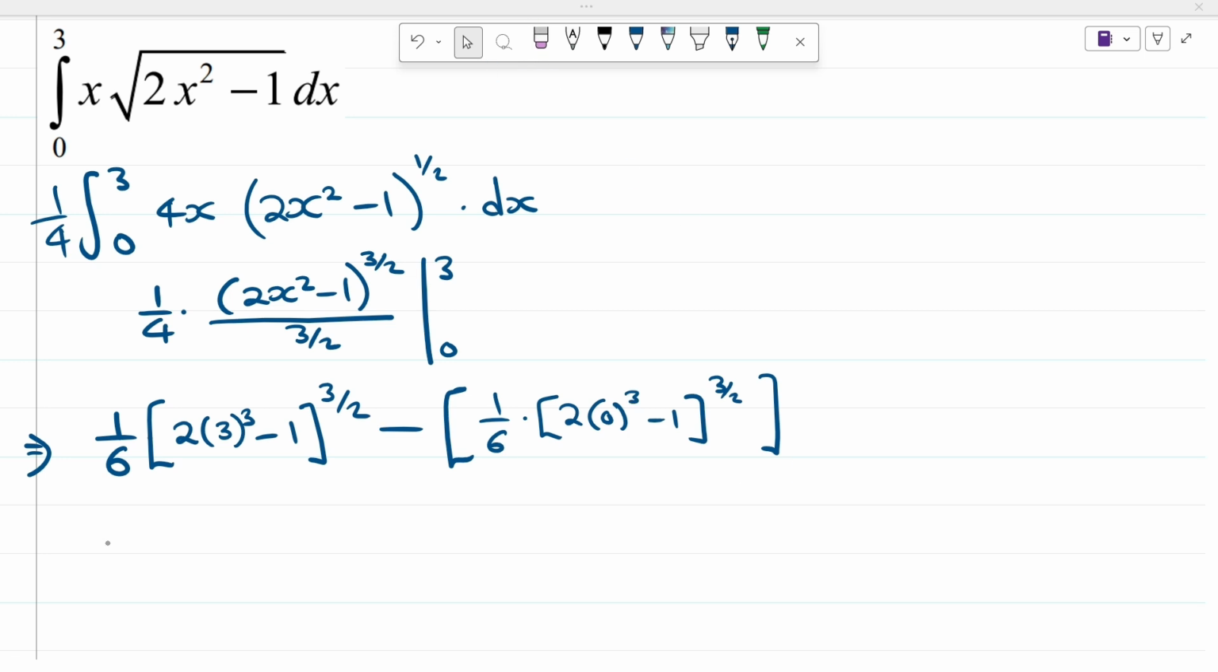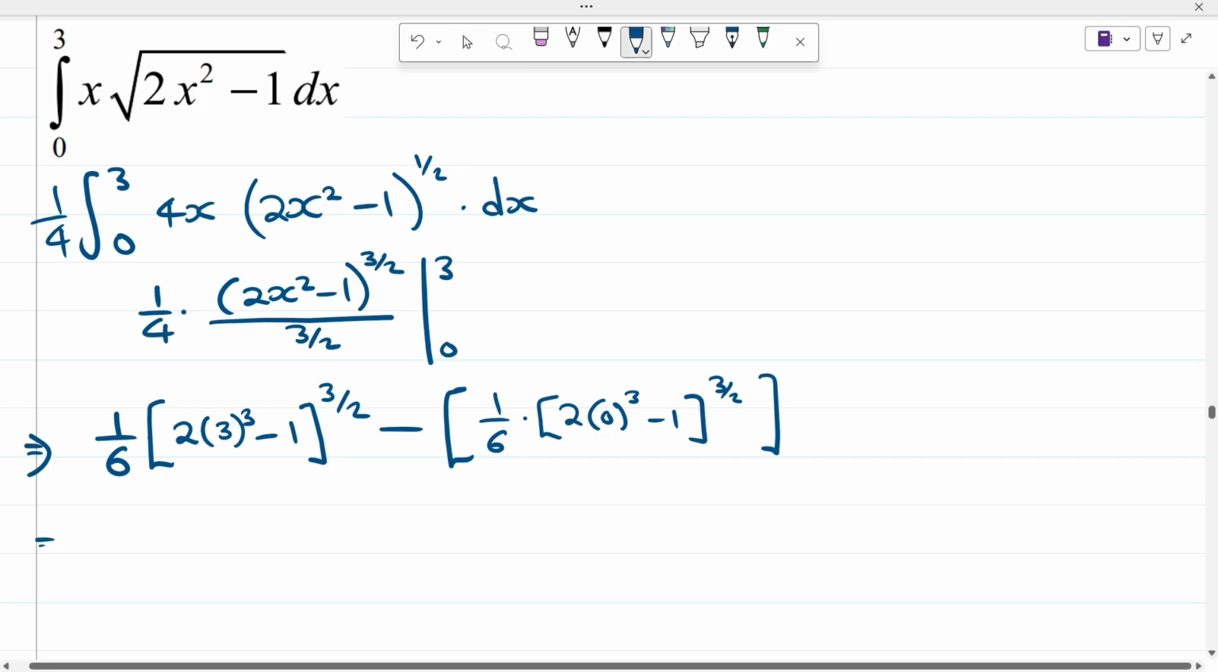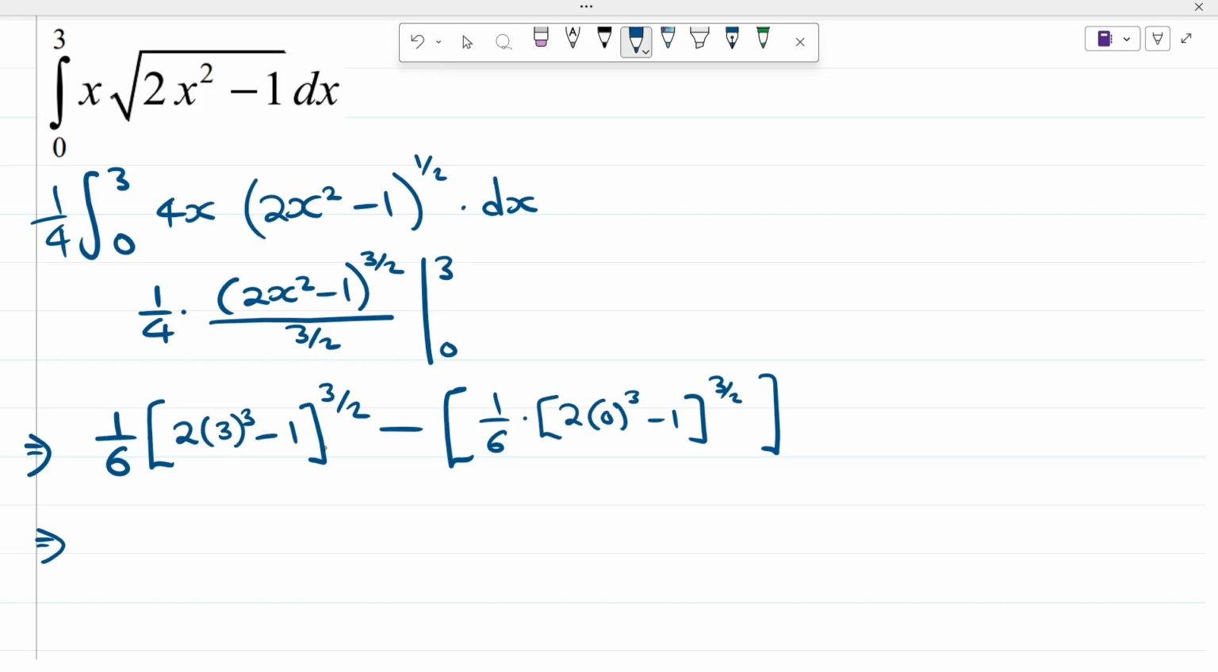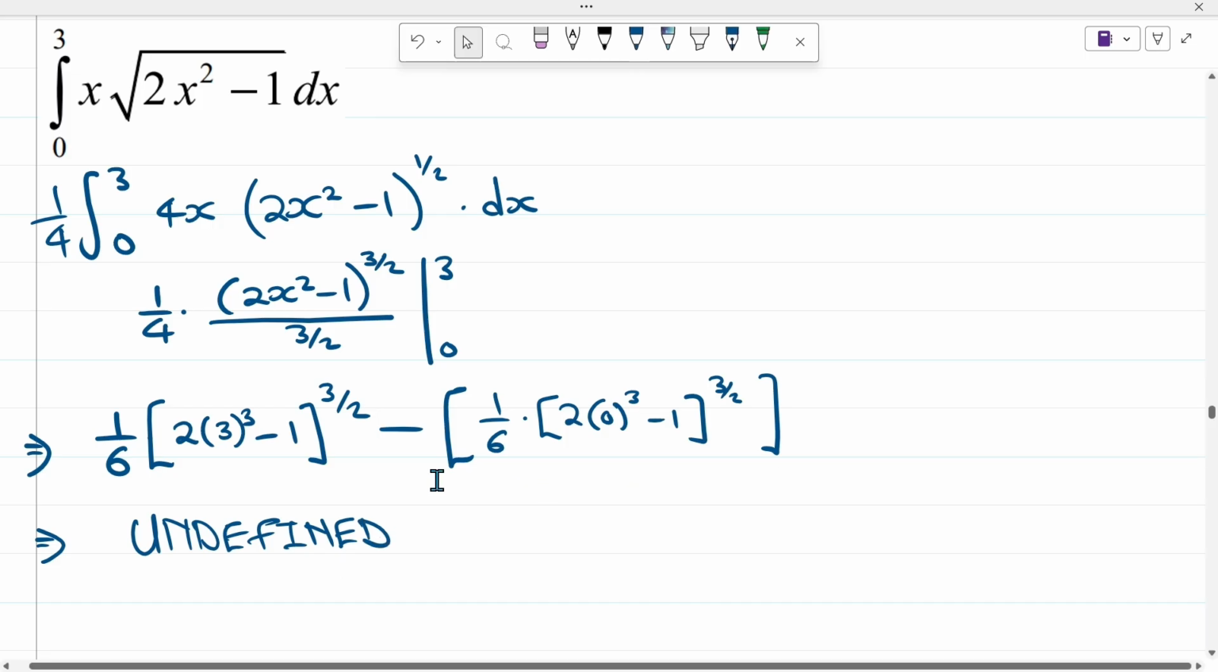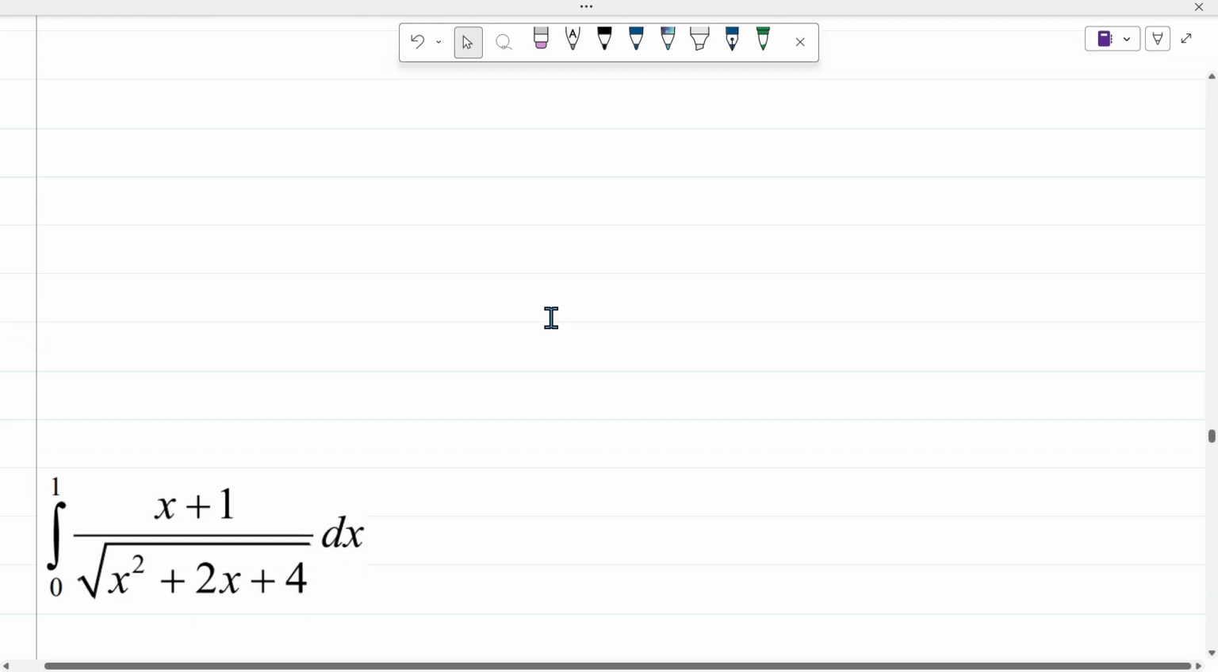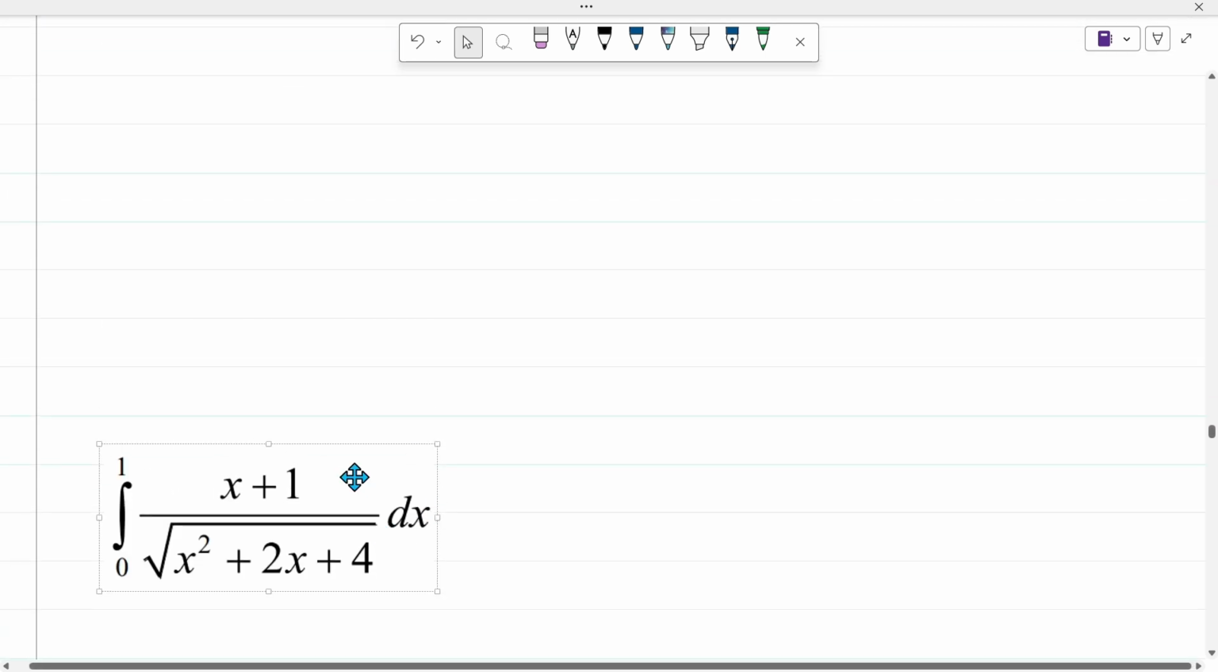Yeah, then this one is going to be undefined when you punch it on your calculator, because negative 1 to the power 3 over 2 is undefined. So it's going to make this whole thing undefined. So this is undefined when we punch it on our calculator. Then we continue, we try to solve our equations.